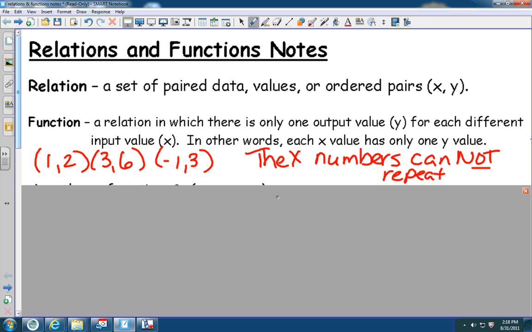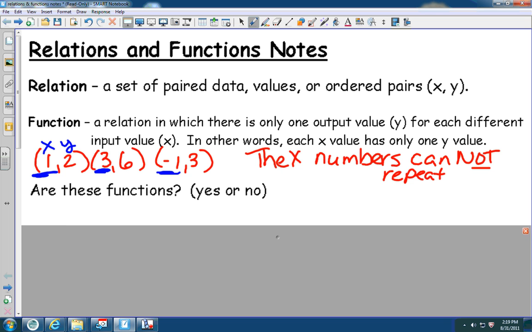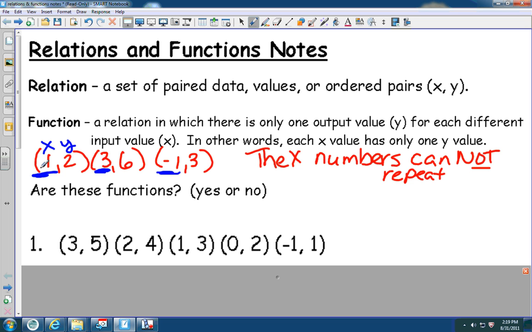Like in what I have over here, normally what I do is I either underline or I highlight all my X's, because you know it always goes X then Y. So in these X's that I underline, do they repeat? Or is there more than one 1? Well, this is a negative 1, but that's not the same. Since they don't repeat, these ordered pairs are a function. So we're going to look through some of these and figure out if they're a function or not.